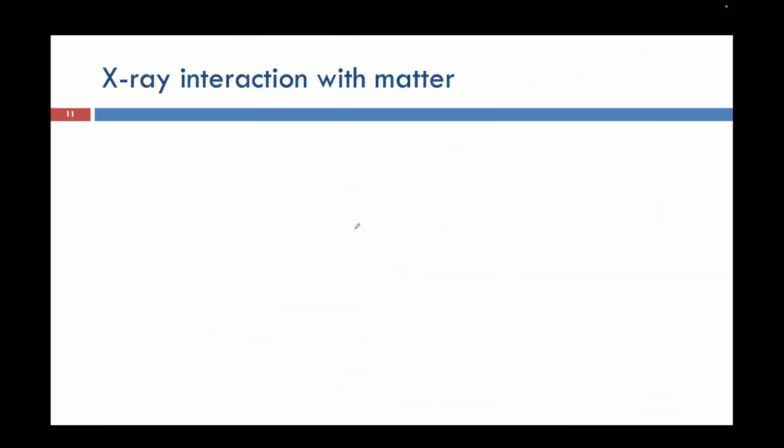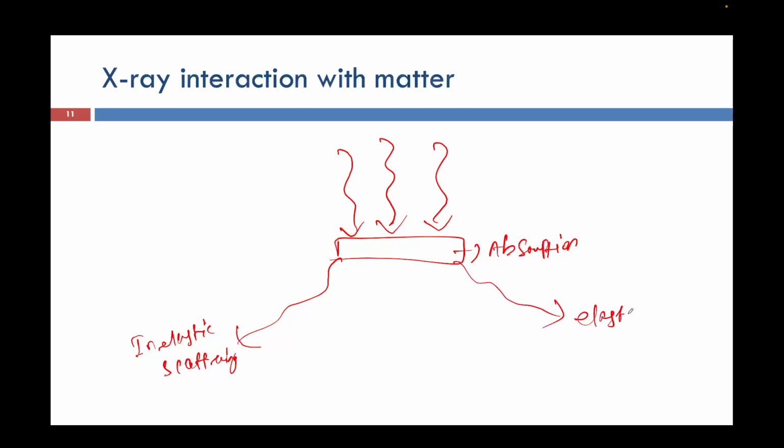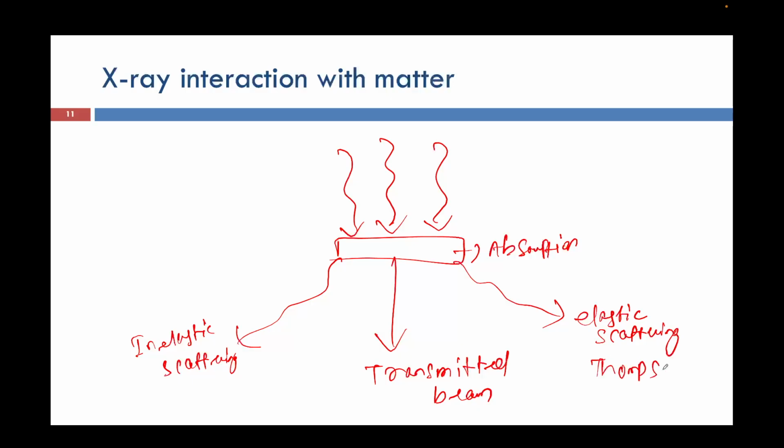Now if I'm talking about X-ray interaction with matter, let's say X-rays are coming in, there are different phenomena taking place. One is absorption happening inside the sample. Another is inelastic scattering, which I think you will study next week. Another is elastic scattering, which we'll study, and also the transmitted beam. The transmitted beam is the direct beam.